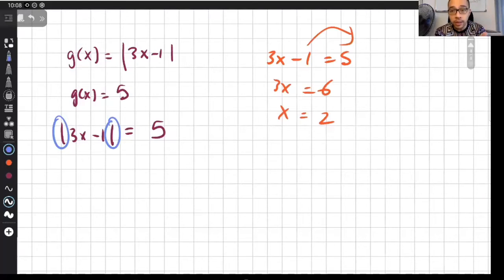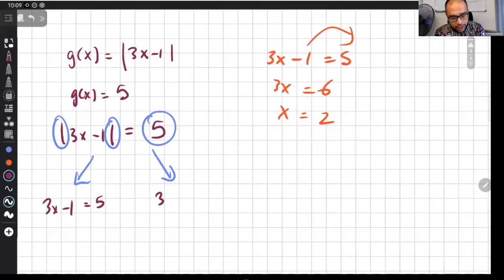You have the two modulus bars stopping the negative one from going across. So because of that, you have to settle the modulus first. The way we settle it is by breaking the answer into two parts. When I teach my students, I say this, although mathematically it's not very accurate: when you open the modulus, the answer will break into two answers. So it will become 3x minus 1 equals 5 and 3x minus 1 equals negative 5.